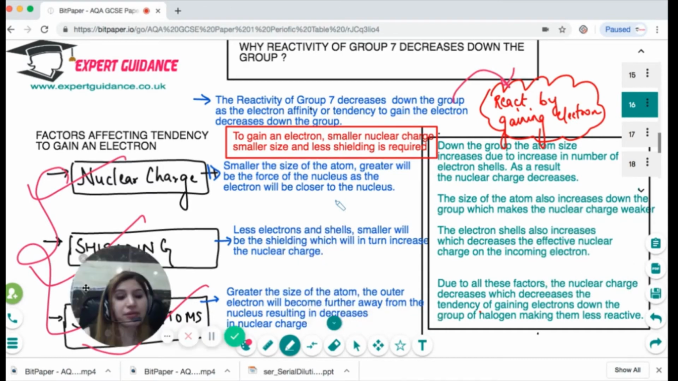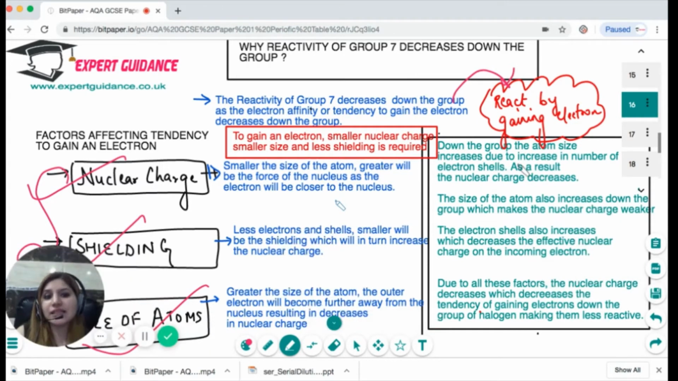Now let me summarize. Down the group, the atom size increases due to increase in the number of electron shells. As a result, the nuclear charge on the incoming electron decreases. The size of the atom also increases down the group, which makes the nuclear charge weaker. The electron shells also increase, which decreases the effective nuclear charge on the incoming electron. So due to all these factors, the tendency of gaining an electron decreases down the group for halogens, making them less reactive.